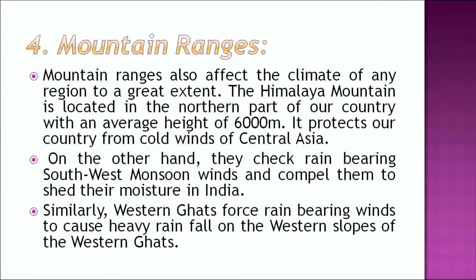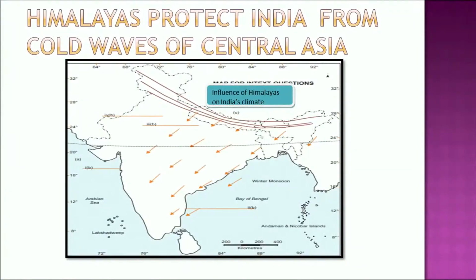Another factor which influences the climate is mountain ranges. Mountain ranges also affect the climate of any region to a great extent. The Himalaya mountain is located in the northern part of our country with an average height of 6,000 meters. It protects our country from cold winds of Central Asia. On the other hand, it checks the rain-bearing southwest monsoon winds and compels them to shed their moisture in India. Similarly, the Western Ghats force rain-bearing winds to cause heavy rainfall on the western slopes of the Western Ghats. The Himalayas protect India from the cold wave of Central Asia. Look at this map, which also shows the same.